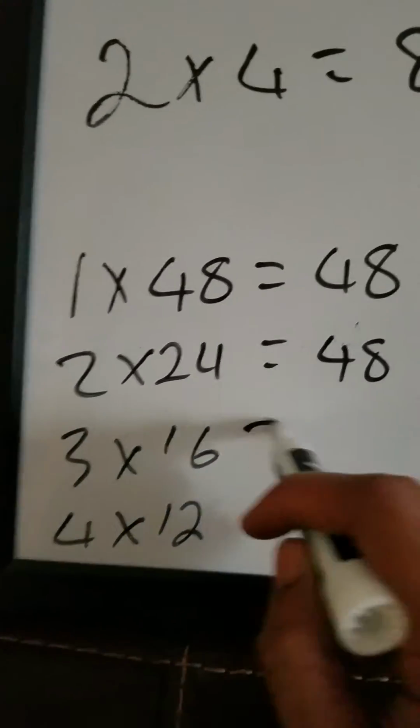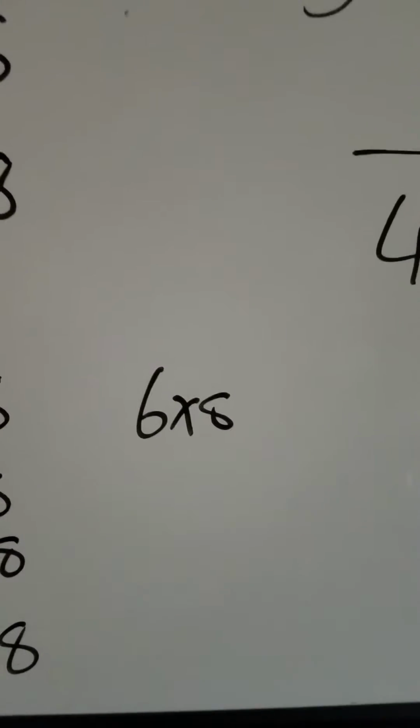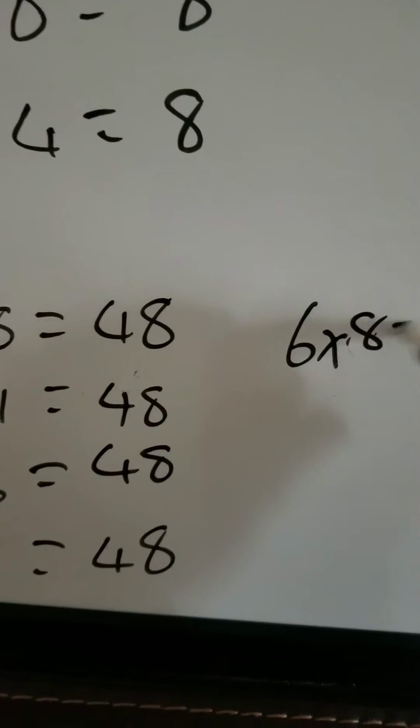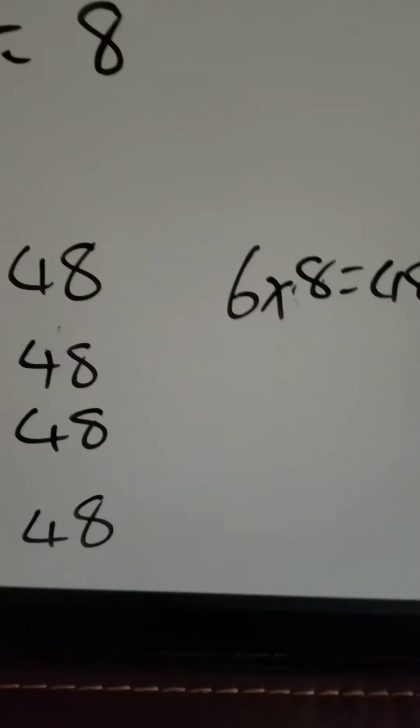We skip 5 because 5 times nothing will give us 48. We move on to 6. We know that 6 times 8 will give us 48. Then we say 7 times what? 8 times what? We know that if 6 times 8 gives us 48, then 8 times 6 will also give us 48, but we can skip over that.